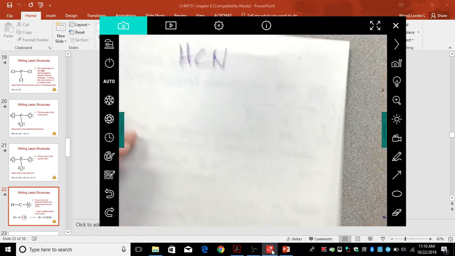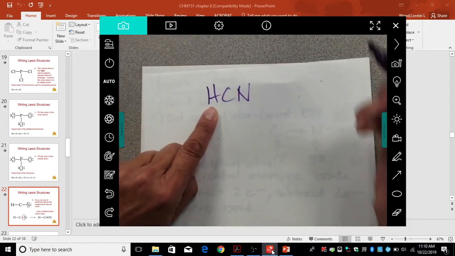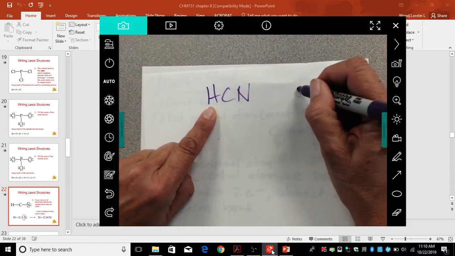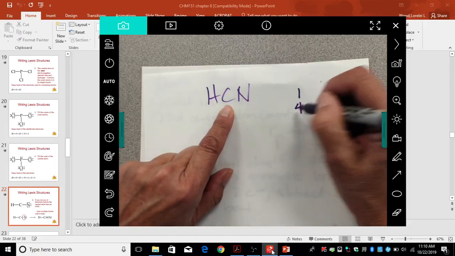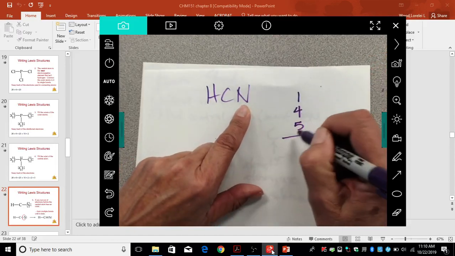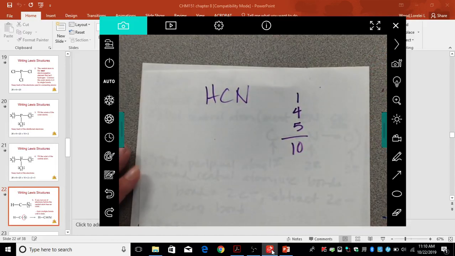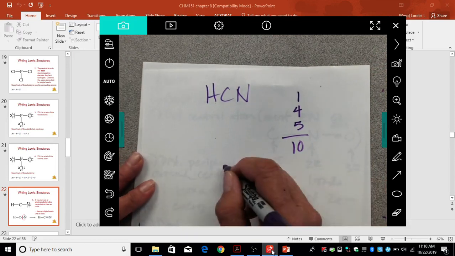HCN. All right, we'll use our rules here. How many valence electrons has H got? 1. How about carbon? 4. Nitrogen has 5. So we got 10 total. Who's going to be the central atom here? Carbon for sure, right?